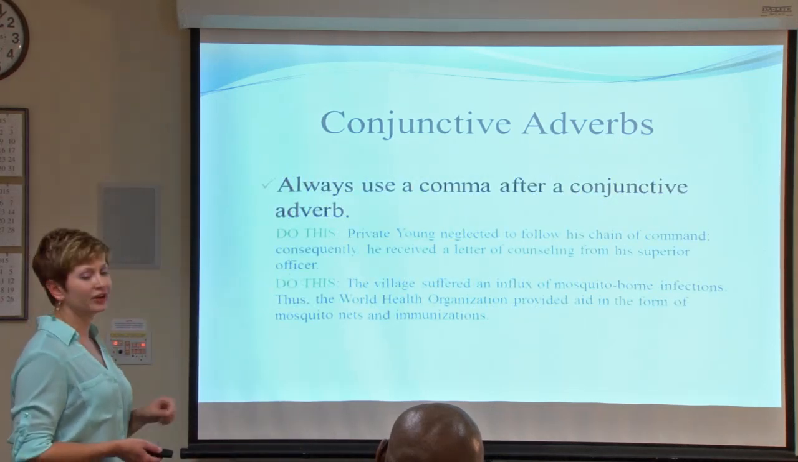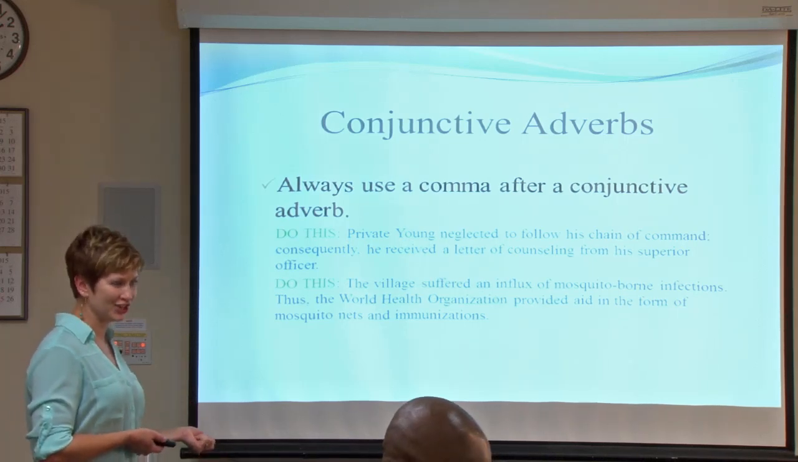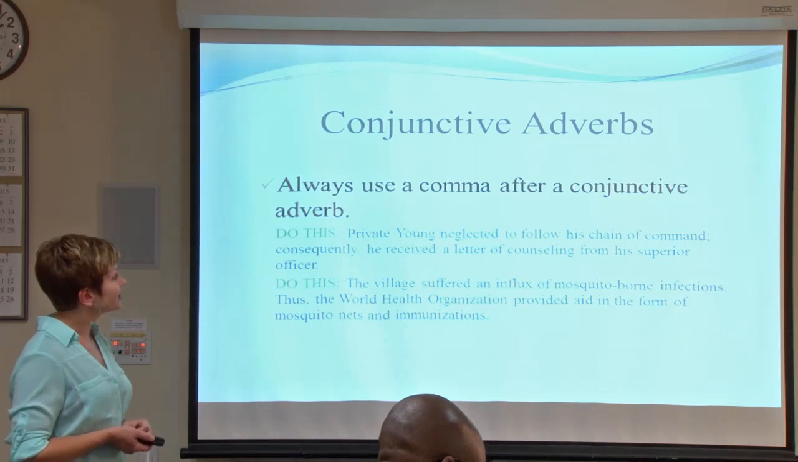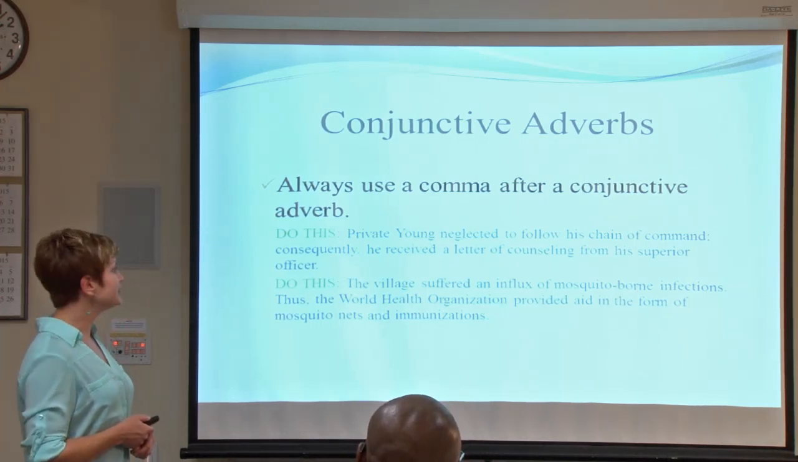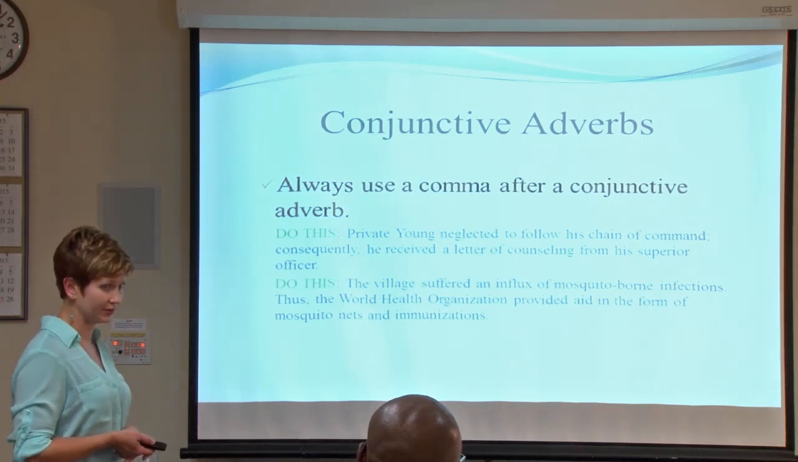Always use a comma after a conjunctive adverb. This is in contrast to the subordinating conjunctions. So here's one example. Private Young neglected to follow his chain of command; consequently, he received a letter of counseling from his superior officer.